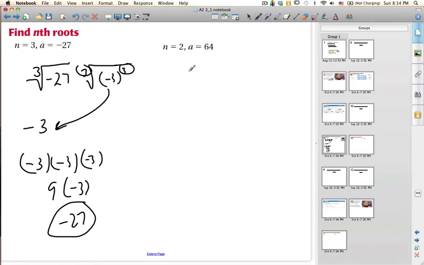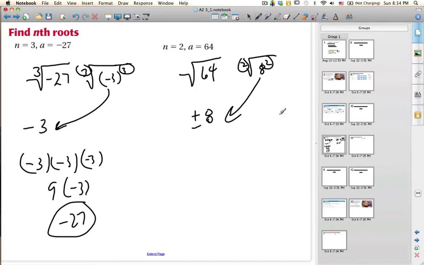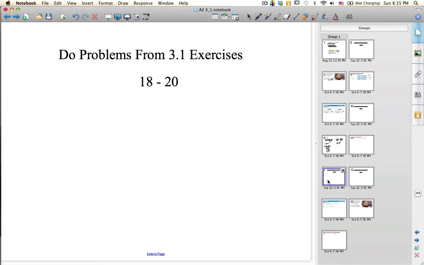When we're looking for the square root of 64, when it's a square root, we don't write the index, it's assumed. That would be plus and minus 8, because this is the square root of 8 squared, an implied index of 2, and that's what brings that out. Now go ahead and do a little practice. Do problems 18 through 20, and then come on back to the lecture.